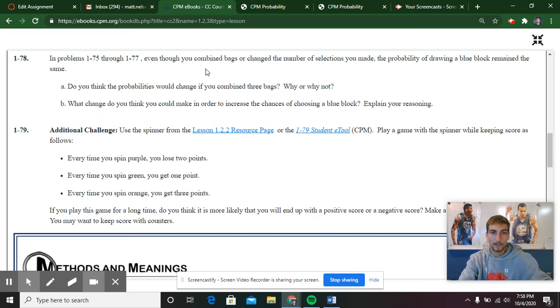All right, problem 178. Even though you combine bags and change the number of selections made, the probability of drawing a blue block remains the same. Do you think the probabilities would change if you combined 3 bags? Why or why not? All right. So again, going back to that last question, go from 12 to 24 to 48 to 64. If we just keep changing that sample space, does it affect the probability?